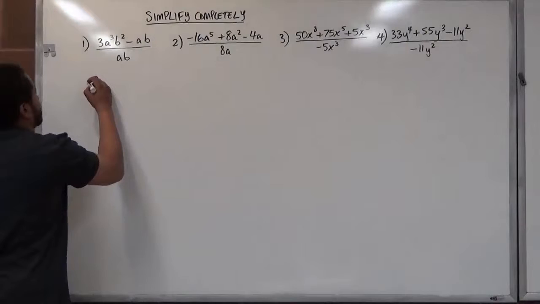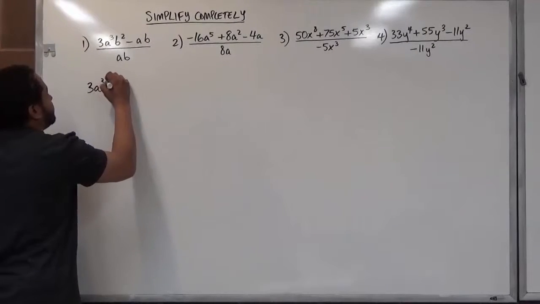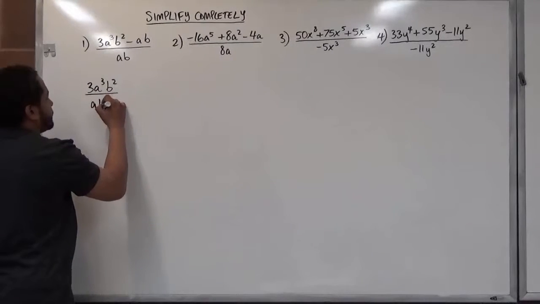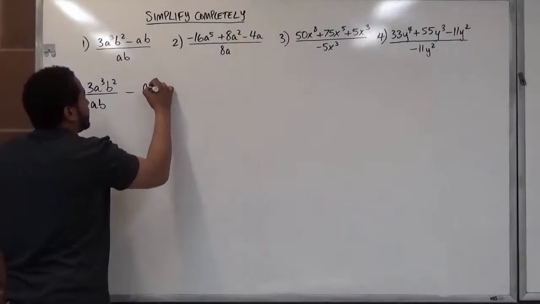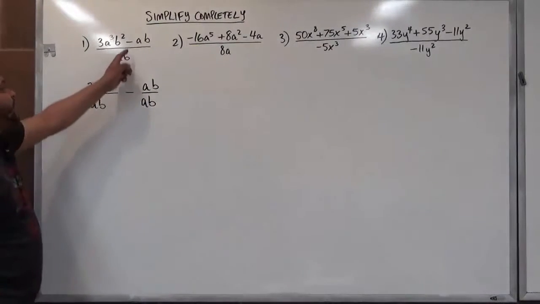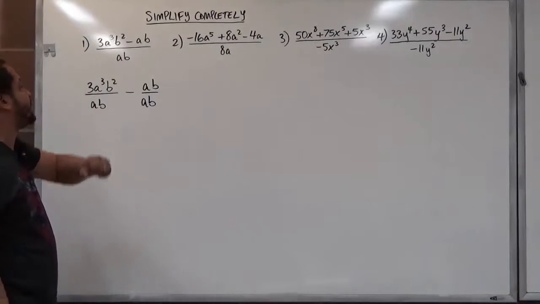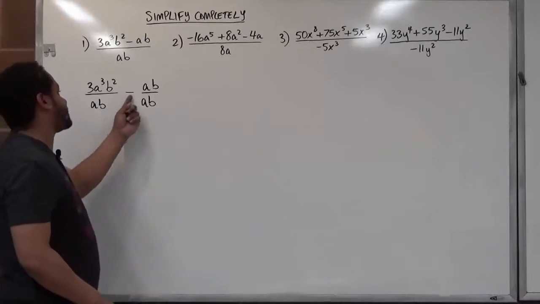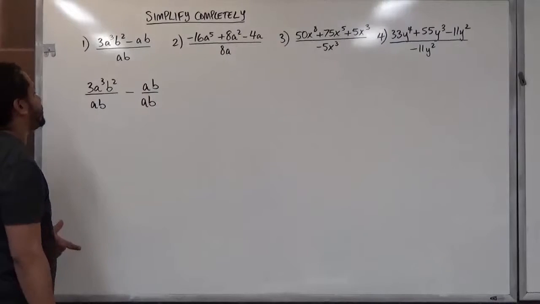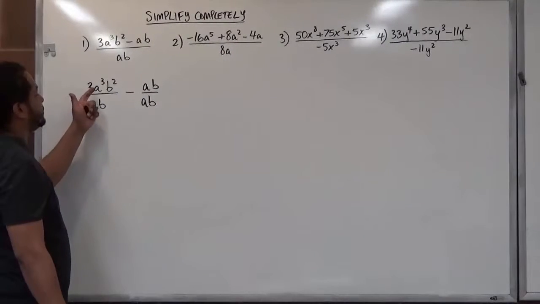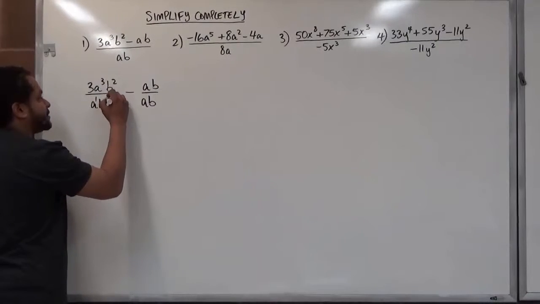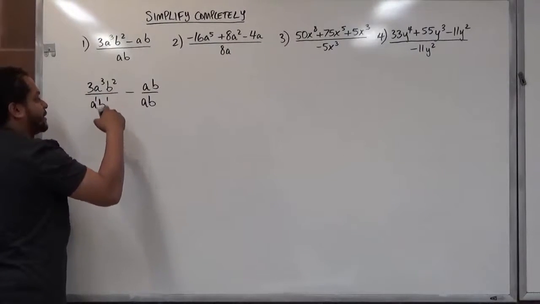We have 3a cubed b squared over ab, subtracting ab over ab. The way this works is wherever the symbol of operation on the top, subtraction or addition, takes place, we're going to place that symbol before the next term. And now all we have to do is follow the rules for the division of variables, in which we subtract the exponents of the denominator from the numerator.